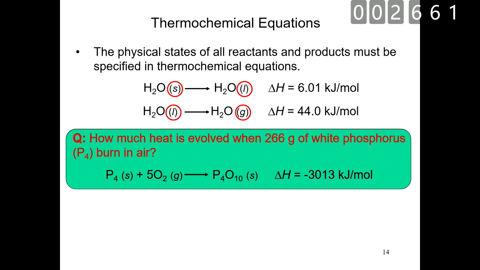2.1. 2.145. Yeah. So this one, 3013 kilojoules equals 1 mole. How about 2.145 moles? Then you cross multiply and you get the answer. Okay, good. Yeah. Okay, you get it. Okay, thank you.